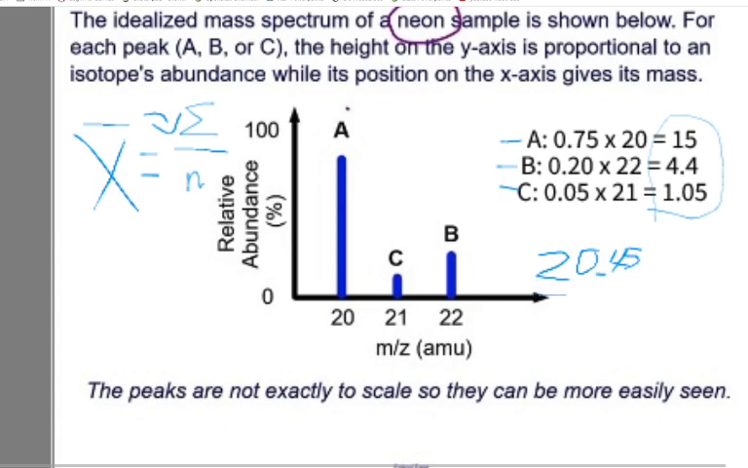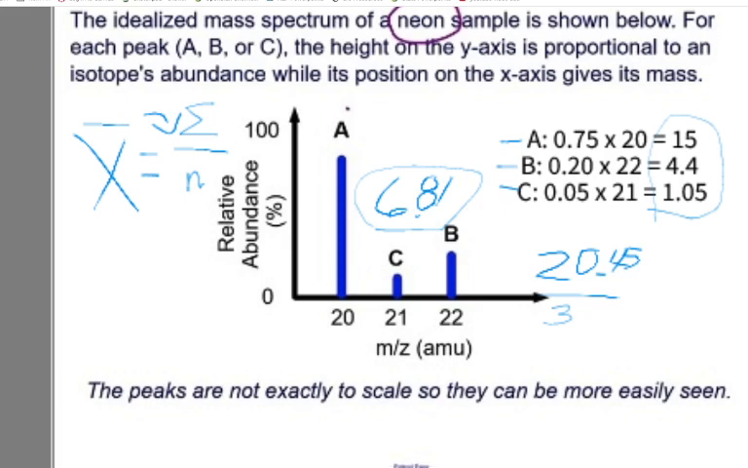And we want to divide that by 3 to get the average. So what we get is 6.81. And that is how you do the relative abundance with your mass spectrometry to calculate the expected mass number. We're going to do another example below.